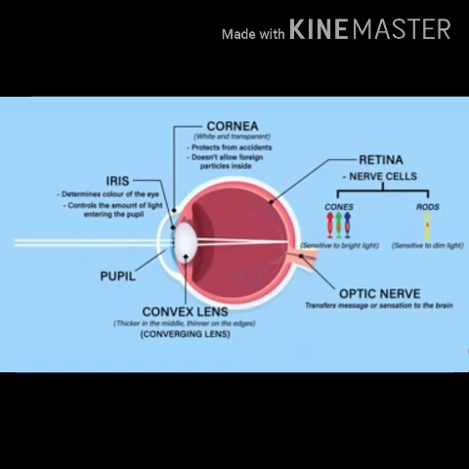The rods are rod shaped cells which are sensitive to dim light, whereas the cones are cone shaped cells which are sensitive to bright light. It means the rod cells help you to see clearly in the dim light, whereas the cones are sensitive to bright light.